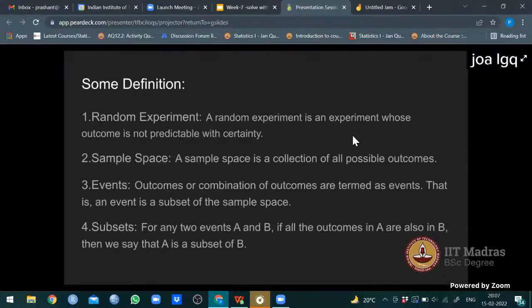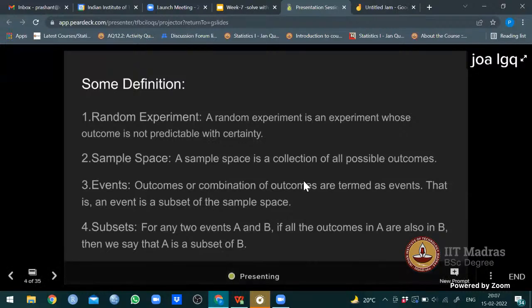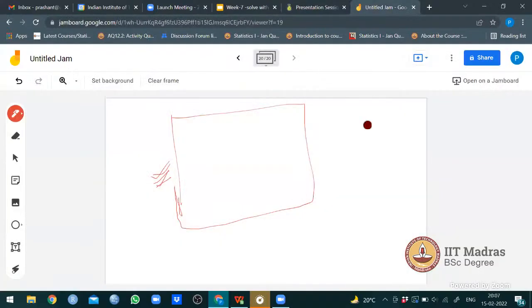You are very familiar with the subset definition. Suppose you have two events A and B. If all the outcomes in A are also in B, then we say that A is a subset of B. For example, A is 1, 2, 3 and B is 1 to 10. Then A is a subset of B, meaning all the elements of A are in B, right?